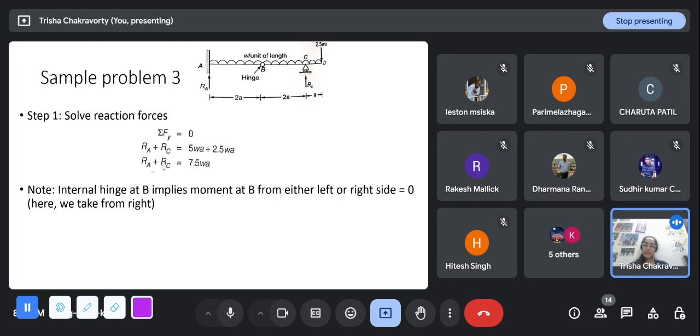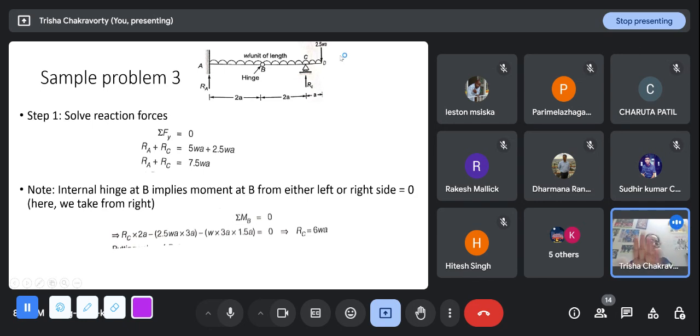Now note, internal hinge at B implies moment at B from either left side or right side will be 0. Here I'm taking from the right side. So to get sigma Mb equal to 0, we are taking only this side. First I encounter Rc, which is at a distance 2a from here, and it is in this anti-clockwise sense. Suppose I'm taking anti-clockwise as positive here. Rc into 2a. Now this load is in the downward direction. It will provide a clockwise moment about B. So 2.5 wa into 3a. That is the moment due to this. And now due to the uniformly distributed load, the total magnitude is w into 3a, because this length is 3a.